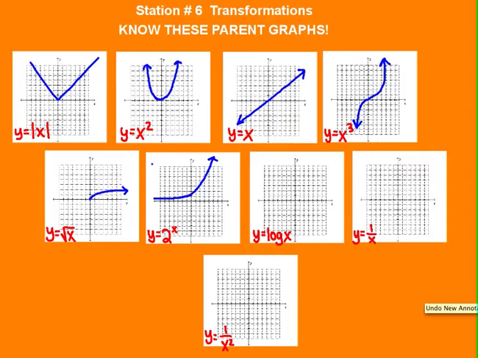A logarithm is the inverse of an exponential function, so it goes through 1 on the x-axis and looks like this. Now, 2 that we haven't talked about a whole bunch, but you might encounter, 1 over x looks like this. So you can see where the asymptotes are on that one. And 1 over x squared looks like this.